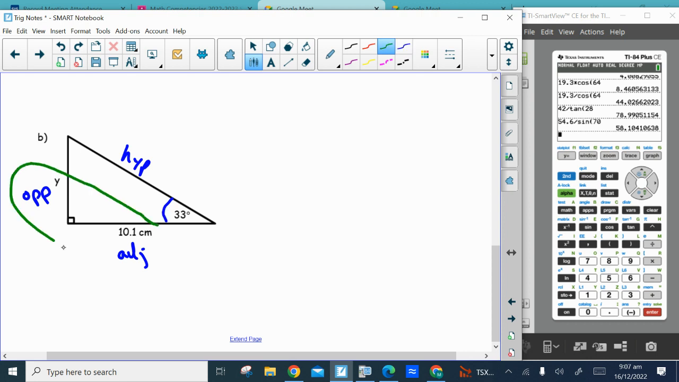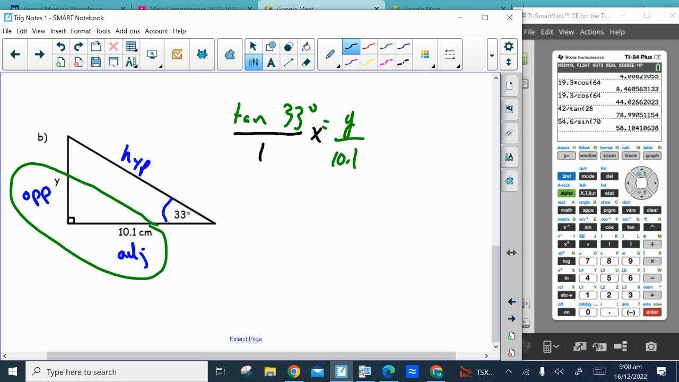In this case, we're going to use the opposite and the adjacent. We're not given the hypotenuse, not asked to find it. y is the opposite side, 10.1 is the adjacent. Those are the two that we're going to use. And SOHCAHTOA tells us that the tan ratio uses opposite and adjacent. The tangent of the angle, which is 33 degrees, equals the opposite, which is y, over the adjacent, which is 10.1. Must be in that order. The TOA part tells us that it's O before A, opposite on top, adjacent on the bottom.